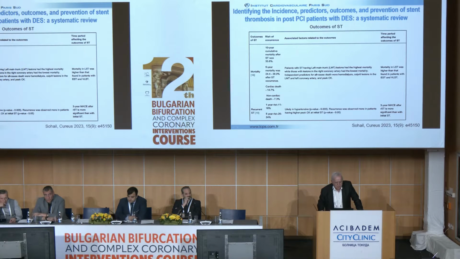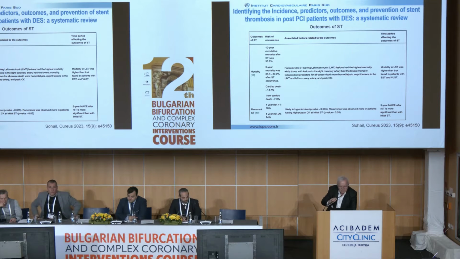These are the outcomes of stent thrombosis. It's a problem. The mortality at 5 years is between 24 and 39%, cardiac death 14%, and non-cardiac death about 7.5%. And recurrent stent thrombosis is a real problem.